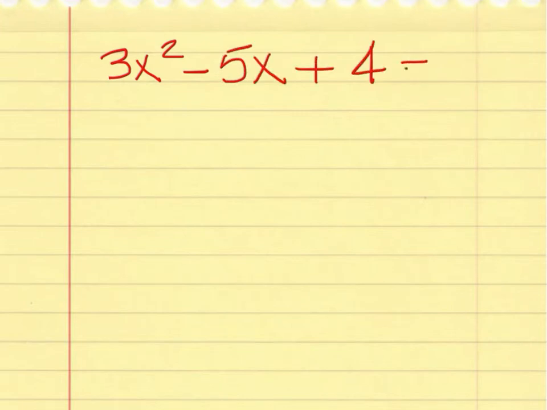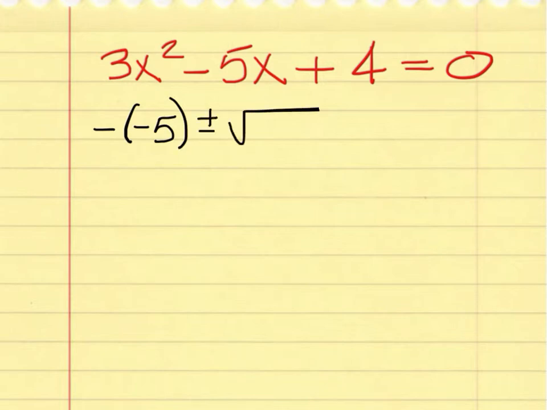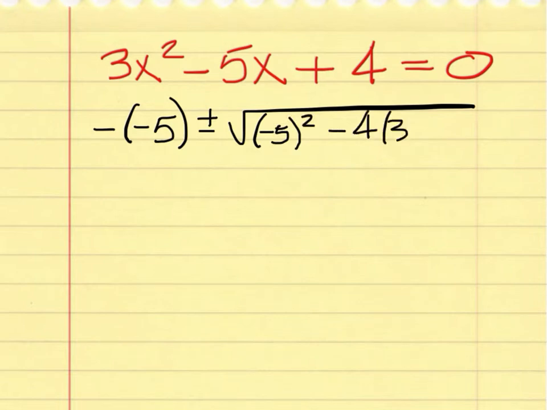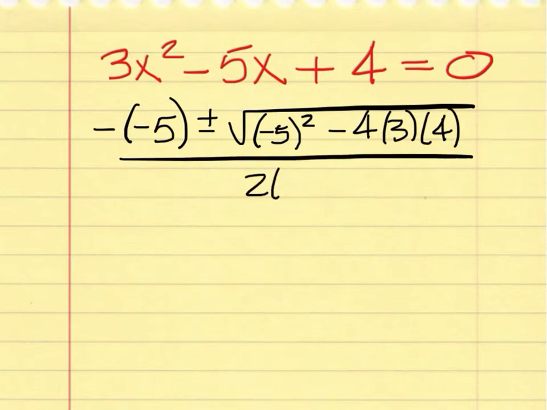The following is a practice problem. Your practice problem is 3x squared minus 5x plus 4 equals 0. For this problem, you should have a negative 5 to start with, plus or minus the square root of the square of negative 5 minus 4 times 3 times 4, all of this over 2 times 3.